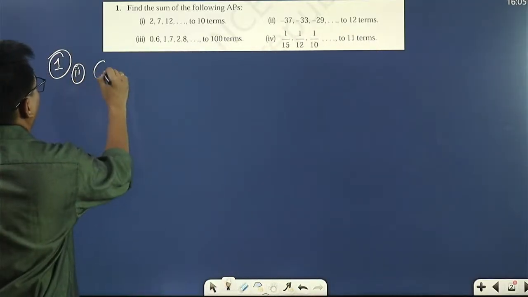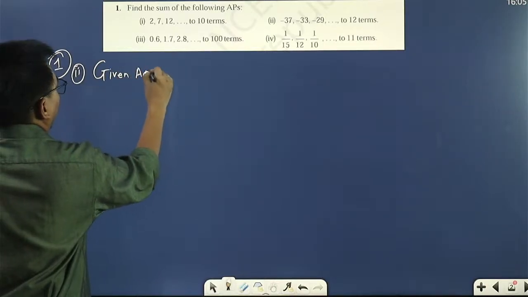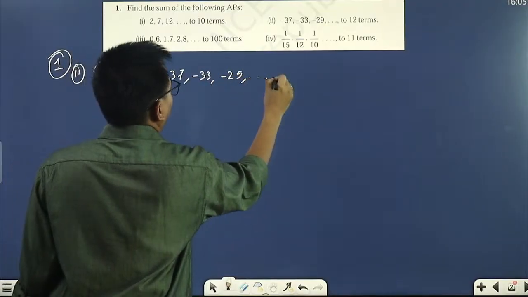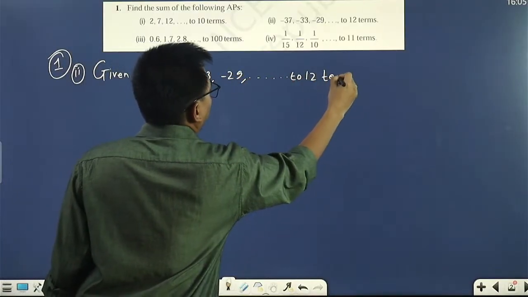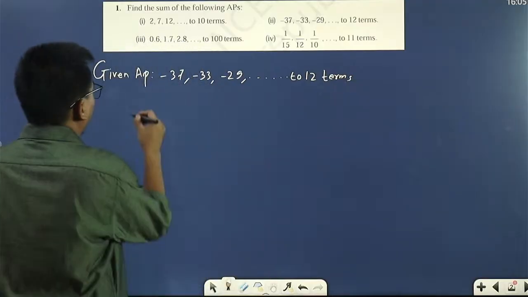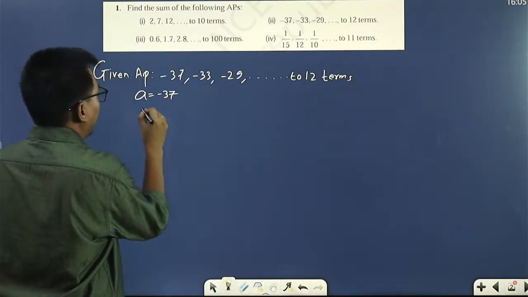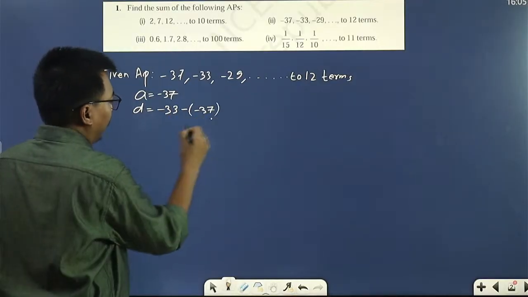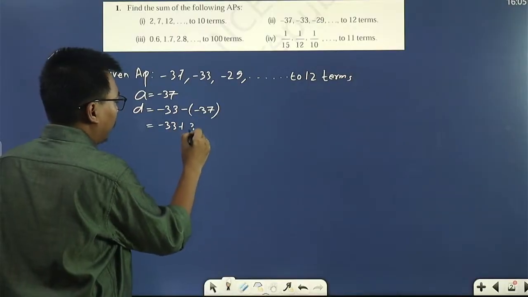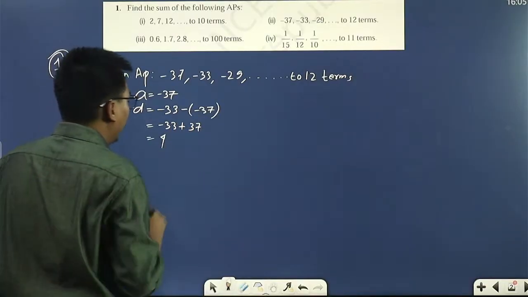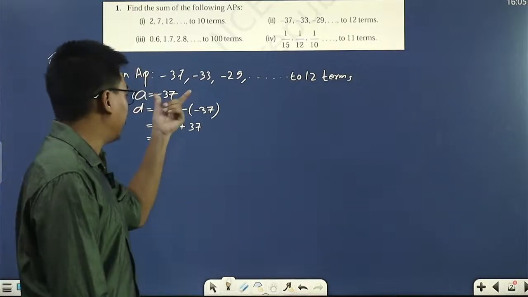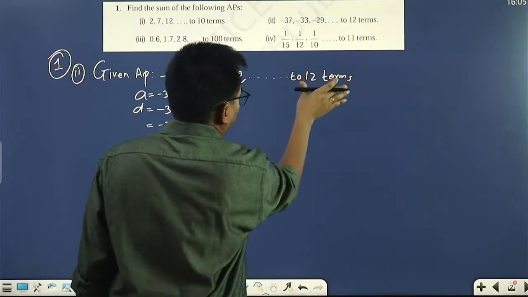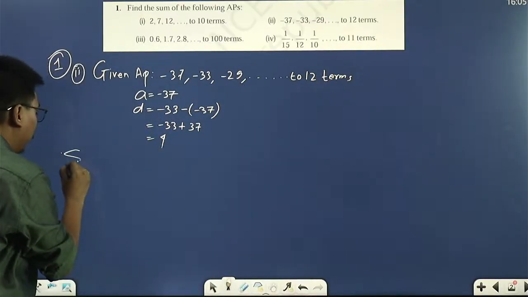Roman number 2, given AP minus 37, minus 33, minus 29, up to 12 terms. What's the value of a? Minus 37. d will be second term minus first term: minus 33 minus (minus 37), minus into minus will be plus 37, so 37 minus 33 will be 4. So a is minus 37 and d is 4. Now we have to find the sum up to 12 terms, which means we have to find S12.